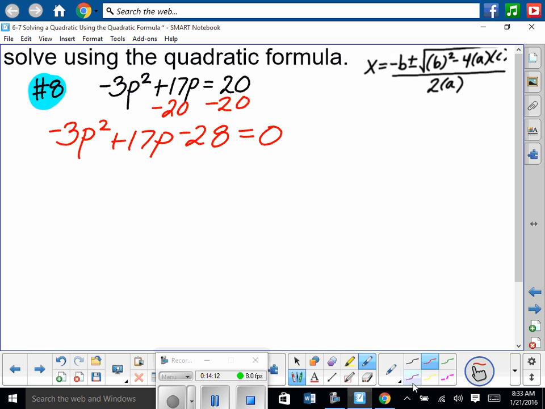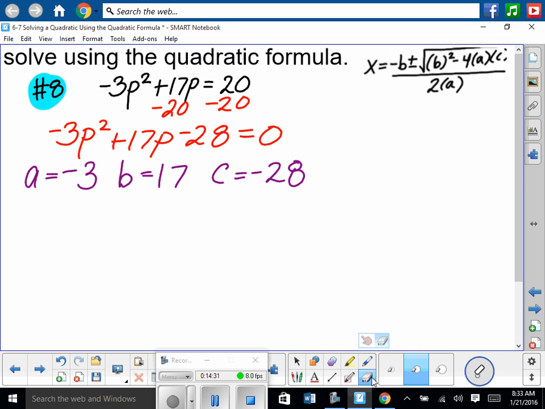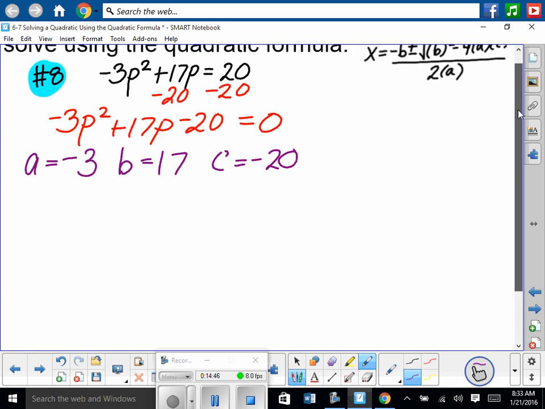Okay, so now I like to go through and say, okay, my a value, do not make any errors here, or else your whole thing's wrong. You did all that work for nothing. A is negative 3. B is positive 17. C is negative 28. Yeah, 28, you're right. It should have been 20. So that would have been bad news. So negative 28 would have been really bad news.